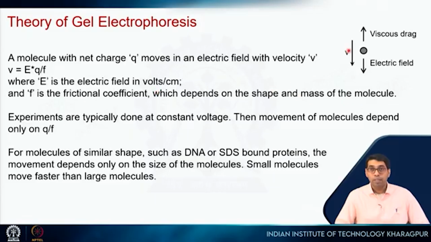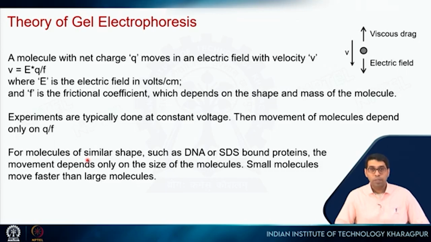The velocity at which your molecule moves depends on the electric field E, Q is the charge, and F is this frictional force. Now typically experiments are done at constant voltage, which means your E is constant, right? So this is volts per centimeter. Okay. Then the movement depends only on Q by F, right?